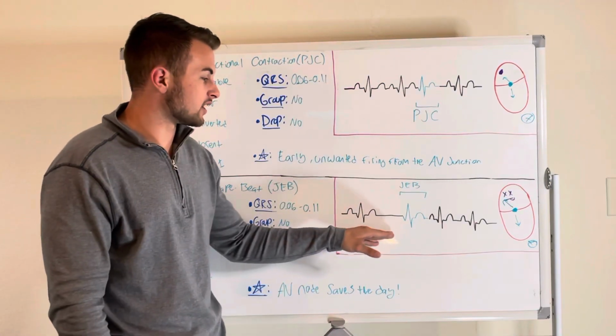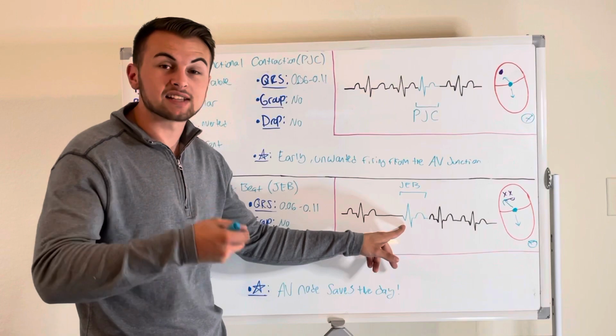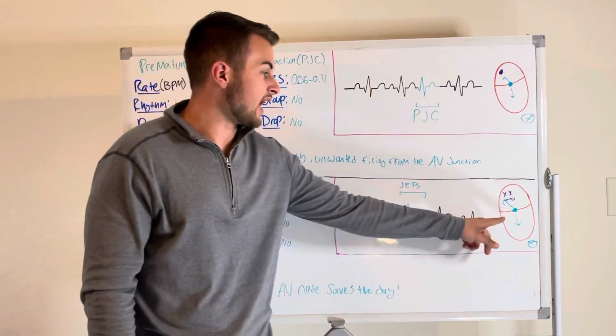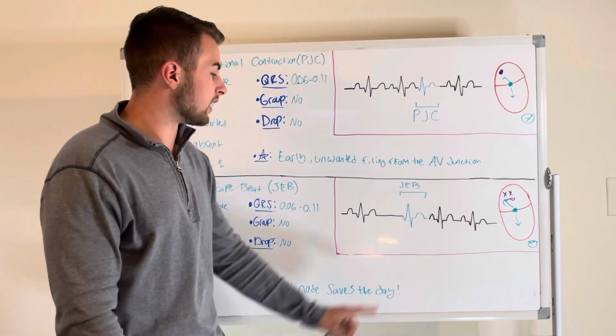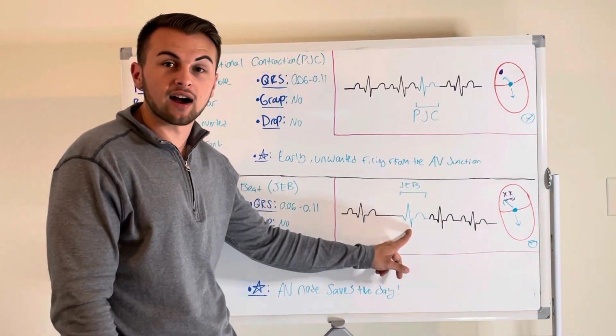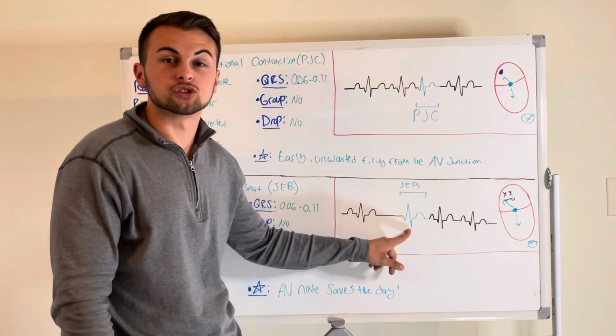Basically, if the SA node fails to fire a beat, the next fastest pacemaker, which is the AV node, will reach that phase 4 depolarization that we talked about, and it'll initiate a firing of an action potential, which will result in a junctional escape beat.